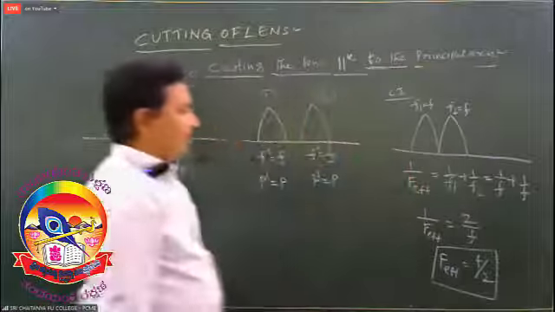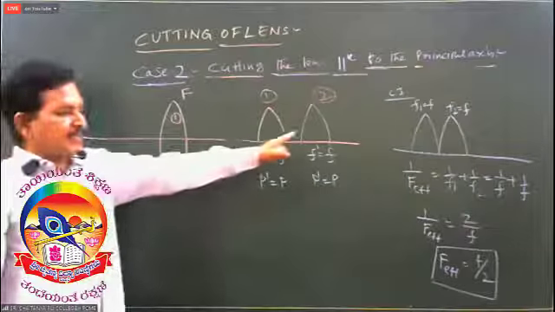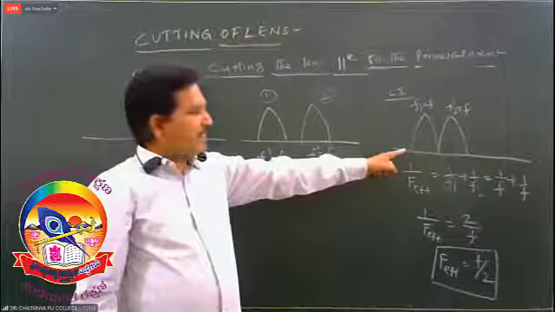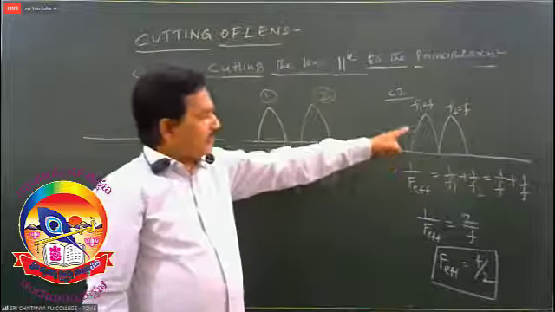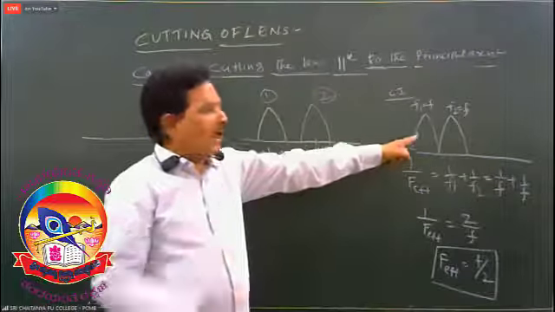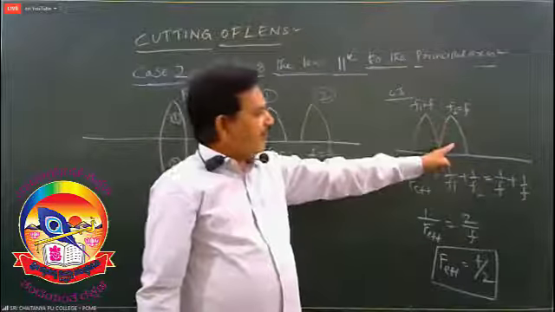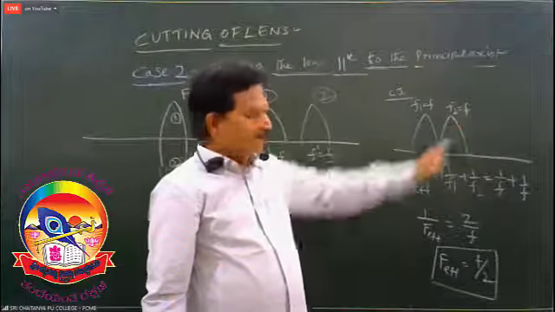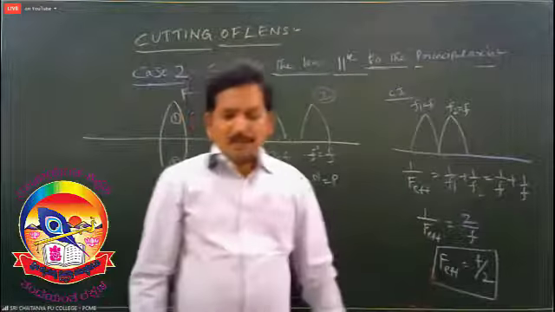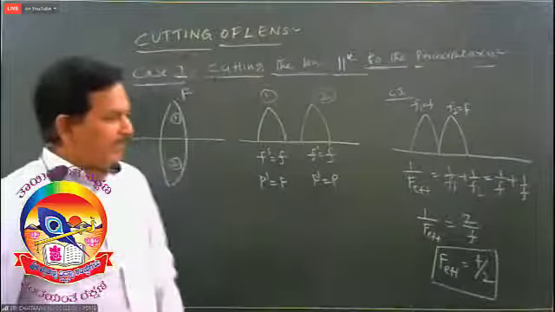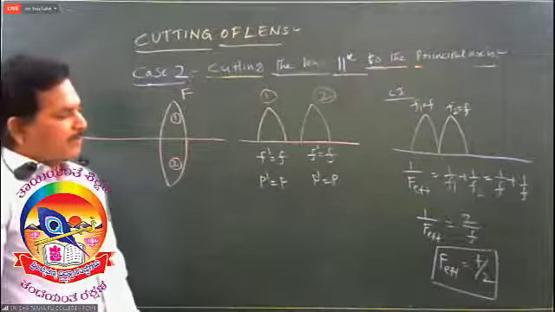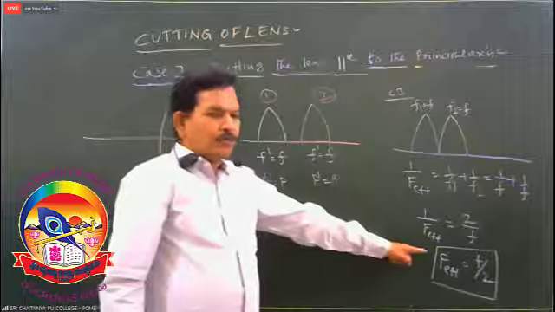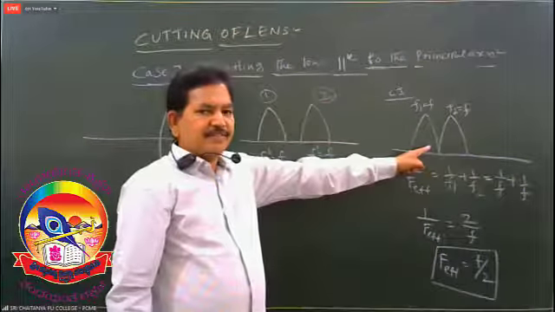If these two pieces are arranged side by side like this, this will act as one convex lens of focal length f. This one will act as another convex lens of focal length f. The effective focal length is given by 1 by f effective is equal to 1 by f1 plus 1 by f2. 1 by f plus 1 by f, that is equal to 2 by f. So f effective is equal to f by 2 in this case.